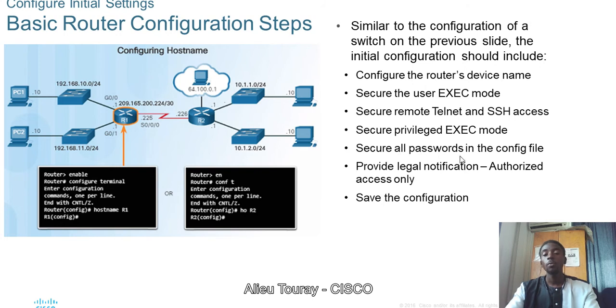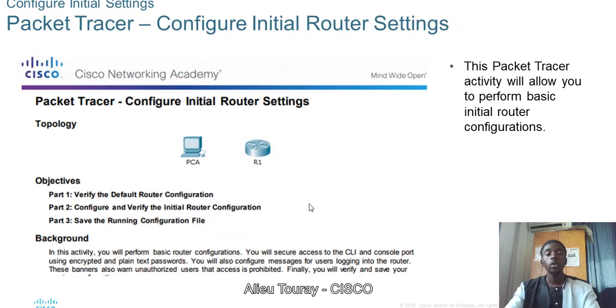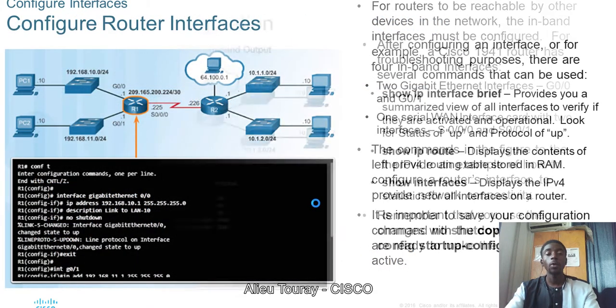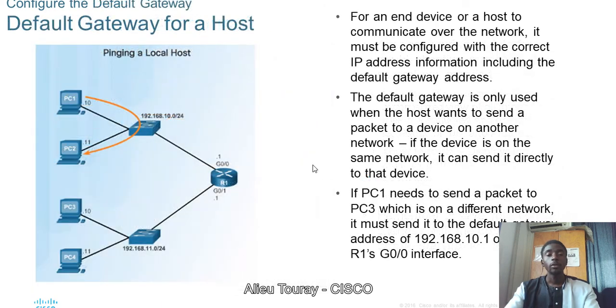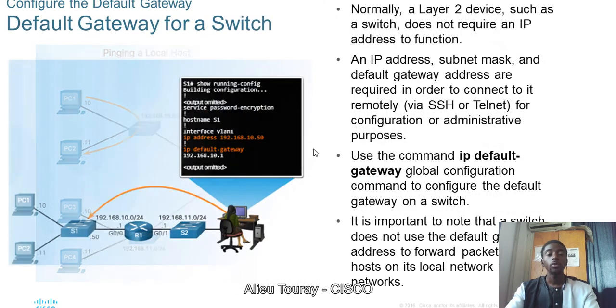Similar to the configuration of the switch on the previous slide, the initial configuration should include: you configure the router's device name, secure user exec mode, Telnet, privilege mode, secure all passwords, and provide legal notification and save. That is the banner. So that is it. We're going to do the configuration, guys, and when we get to that, if you have any questions, ask.